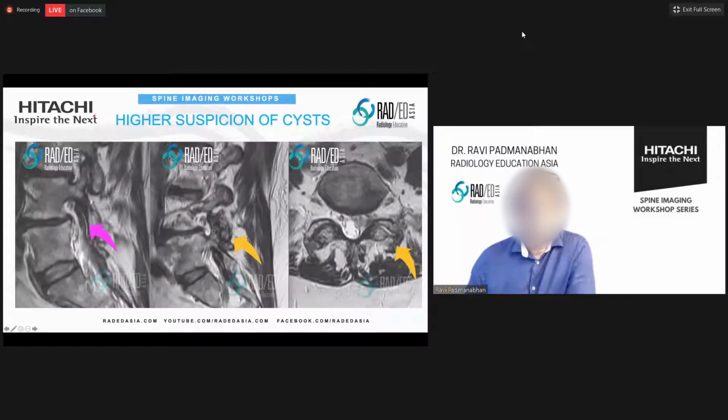If you happen to see facet degenerative changes as you're scrolling through the scan, or you happen to see fluid within a facet joint, that slightly increases your suspicion that there may be cysts. They don't always happen with this, but if you see that, then there's a bit of a higher chance that you will find a cyst.